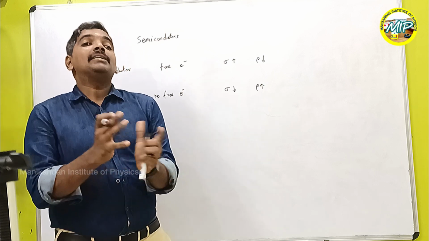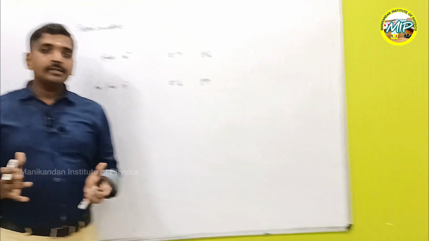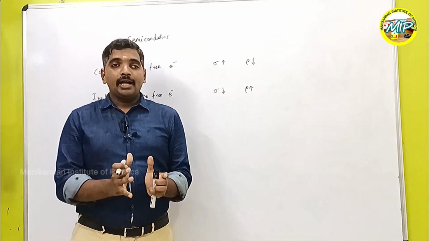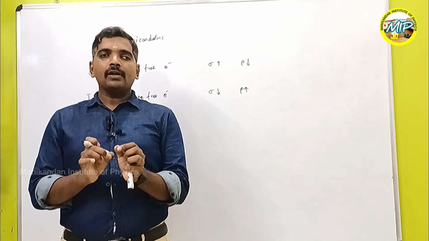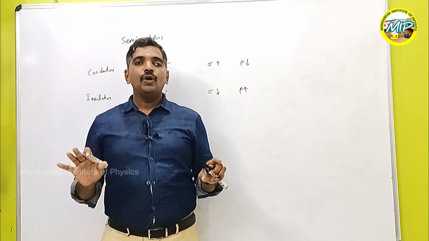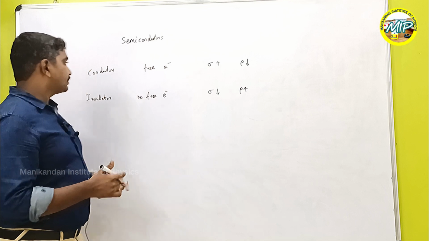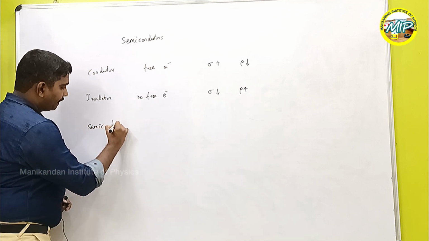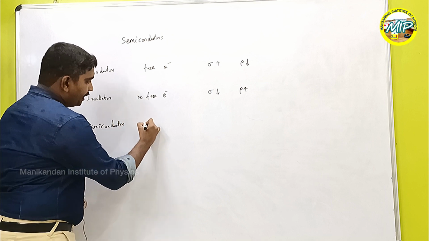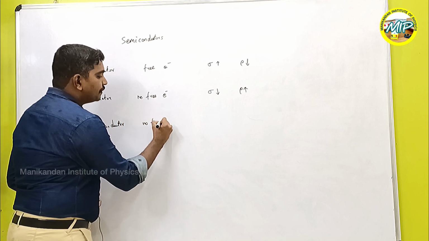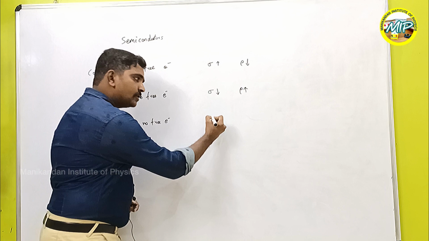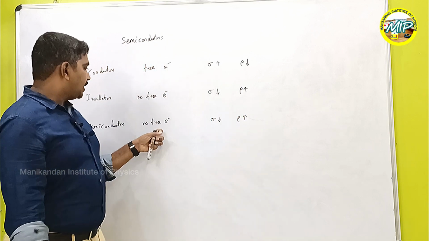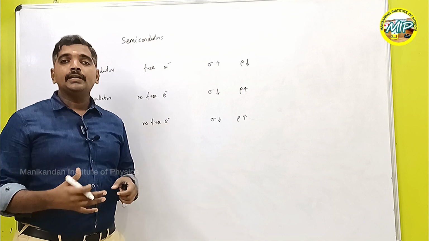So what is meant by semiconductors? My semiconductor is also initially like an insulator. Initially, in a semiconductor also, there are no free electrons. So for semiconductors, initially there are no free electrons. So here also the conductivity is less and the resistivity is larger.